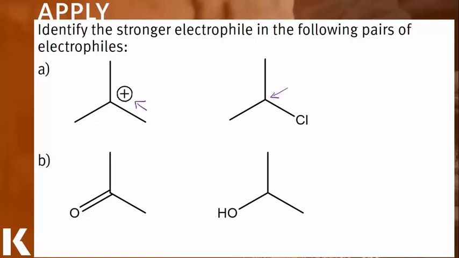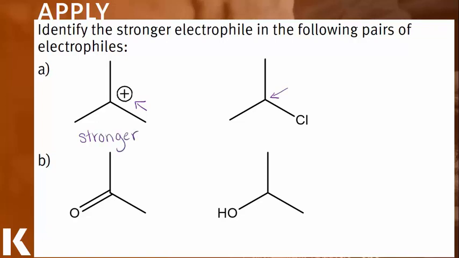Well, remember that nucleophiles are electron dense, so they'll be pretty negative. Which of these would make the nucleophile more attracted to it? Well, the one that's more positive, right? Positive and negative attract. So the molecule on the left is a stronger electrophile. Let's take a look at B now.